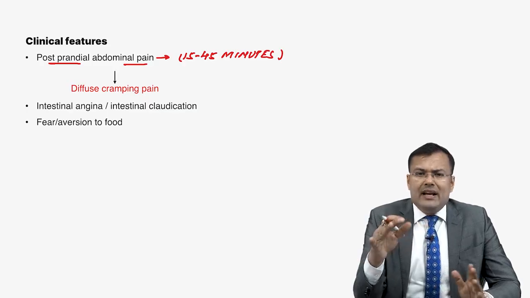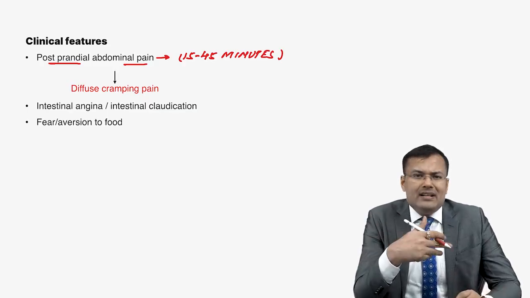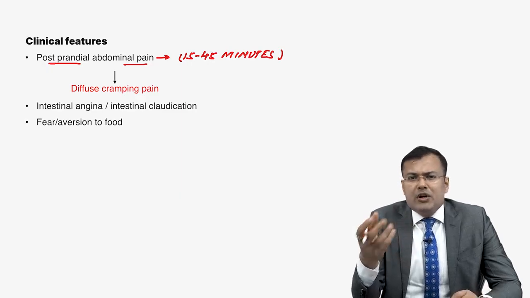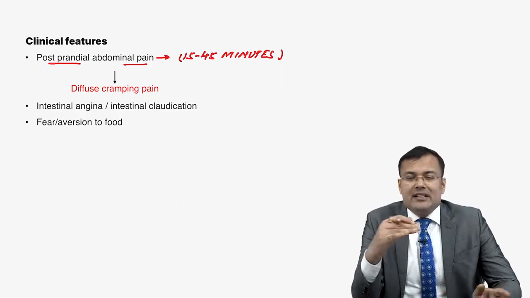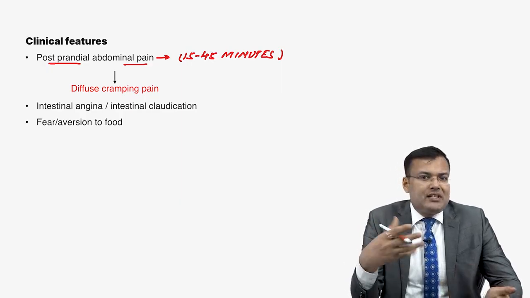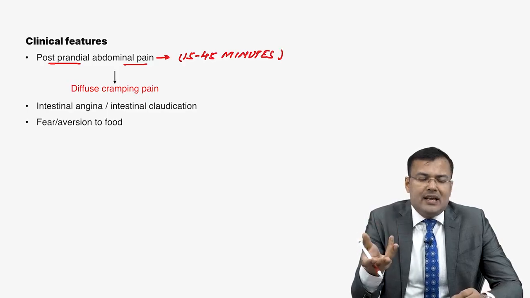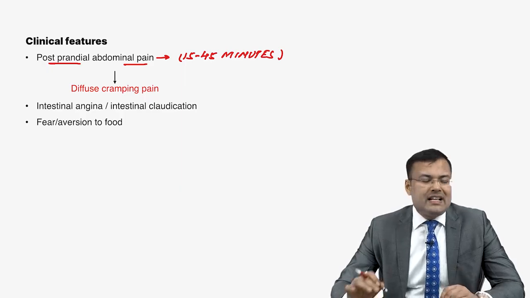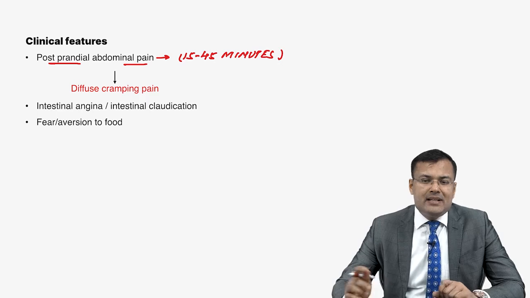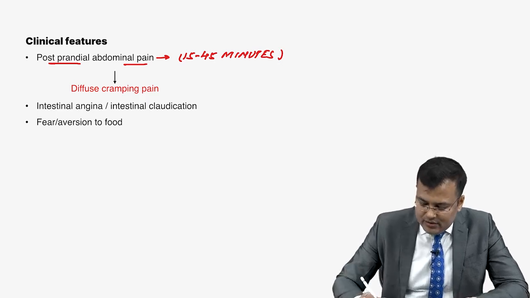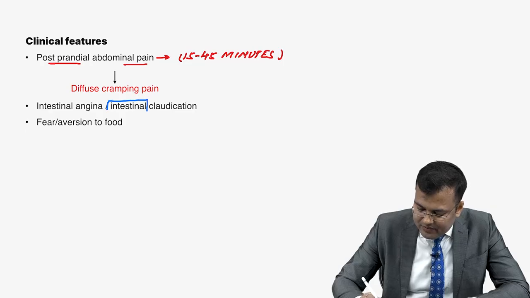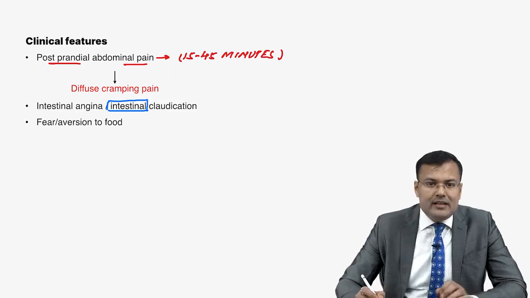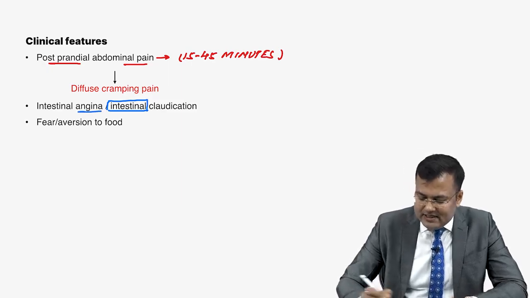We discussed intermittent claudication. What happened in intermittent claudication? We discussed Buerger's in part 1. So in Buerger's, during work or exercise in muscles, there is impaired supply. If sufficient supply is not there, in the muscle there is ischemia, and because of ischemia there is what? Cramping pain. So here also there is cramping pain. So that was intermittent claudication. Similarly, this is known as intestinal claudication. Because of ischemia there is pain. So this is also known as intestinal angina.